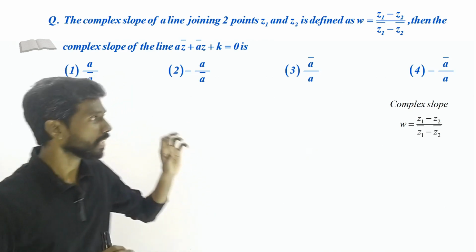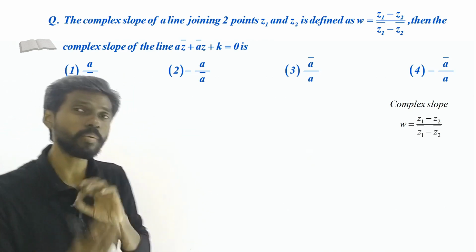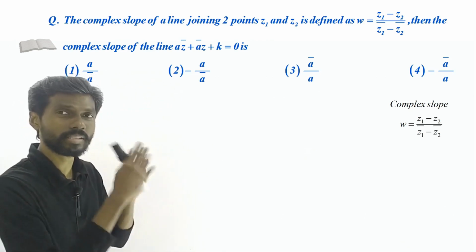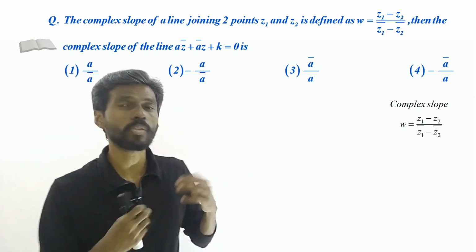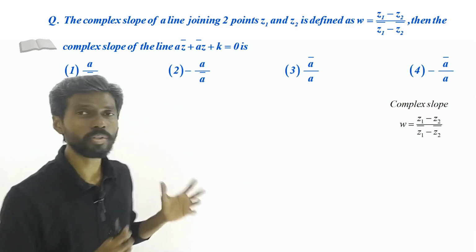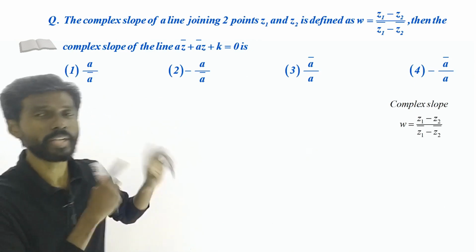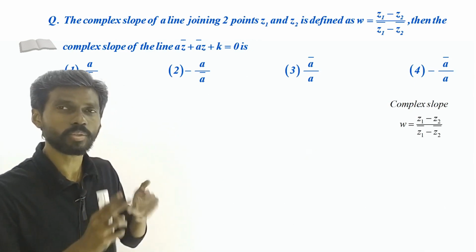Okay, now if 2 points are given, so this is the straight line. But instead the equation of the straight line is given, right? So a z bar plus a bar z plus some k equal to 0. So this is the straight line. Now we have to find the complex slope of the straight line, right? Now how to find it? For finding the complex slope of a straight line, we have to know 2 points on the straight line. Z1 and Z2, 2 points are known.